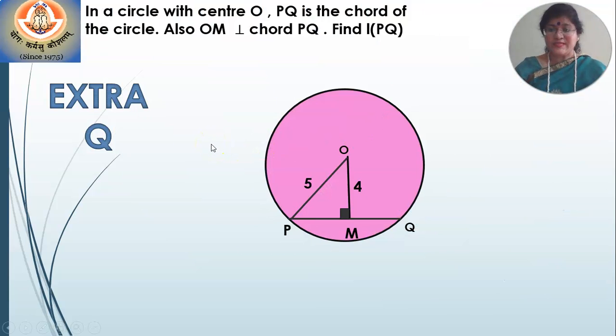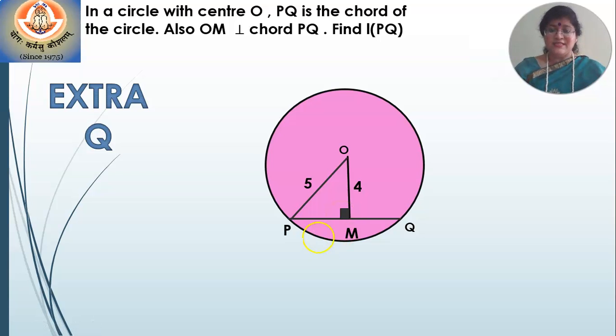Now an extra question. You could get such type of questions in your forthcoming exams, that is in your semester exam. If it is an online exam, expect such type of questions. Now in this circle, it is mentioned that OM is perpendicular to chord PQ. And they've given you the value of OM, and the hypotenuse OP is mentioned out here. How do you know it is a hypotenuse OP? Because it is the side opposite to the right angle.